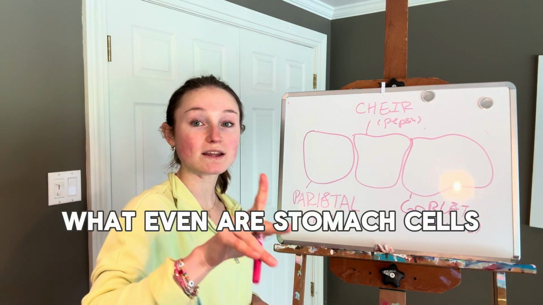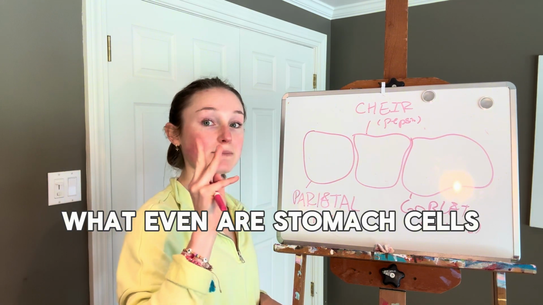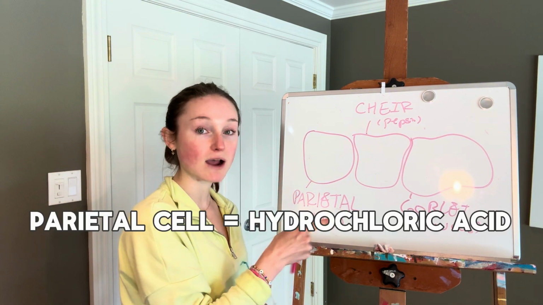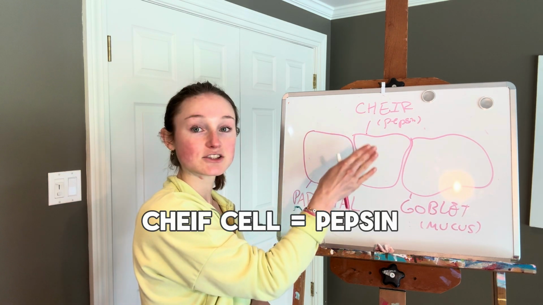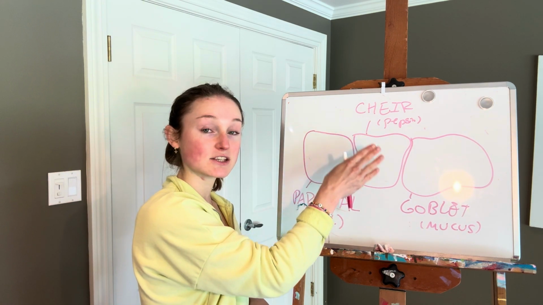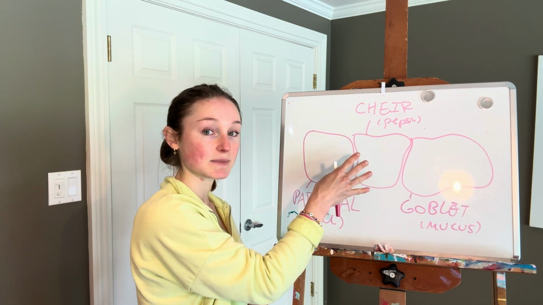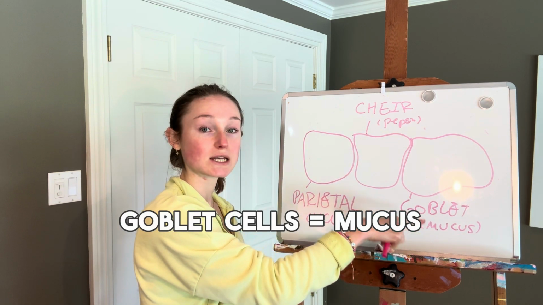Part 2, what even are your stomach cells? So there are 3 main cell types in your stomach. Parietal cells secrete hydrochloric acid. Chief cells make and secrete the enzyme pepsin. This is your protein digesting enzyme in your stomach. And goblet cells secrete mucus.